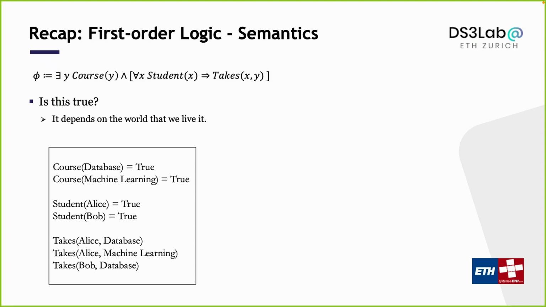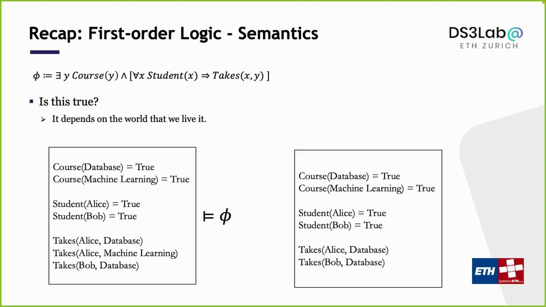Under this universe, it's very simple for you to check that this formula is true, because you can find that the course is database. You set y to database, and the whole logical formula evaluates to true under this world. But you could live in an alternative universe, where Alice never takes machine learning. In this world, this formula is false, because there doesn't exist a course that all students take.